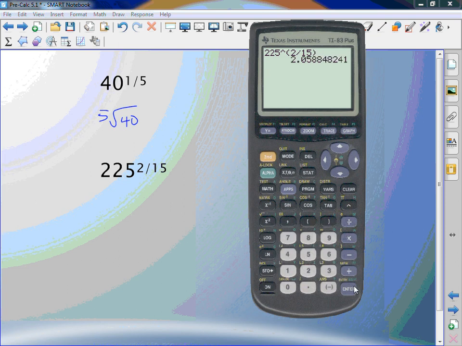It's typing it in the second way I have to be careful. How do you think I type in the other one? 15, math 5. It's still the 15th root. 225 squared. I either put caret 2 or I just use the x squared button right here. All right? Top number stays with the base. The denominator of the fraction is the root.